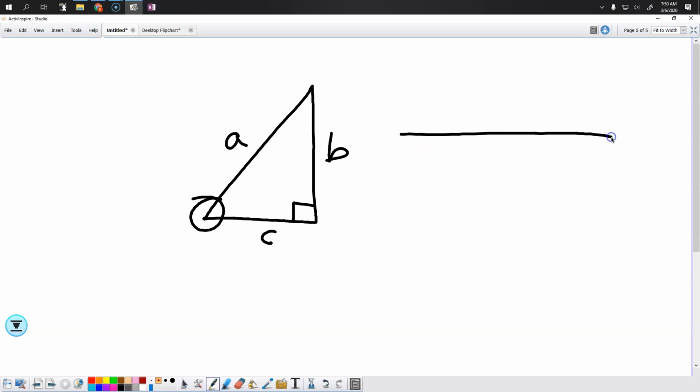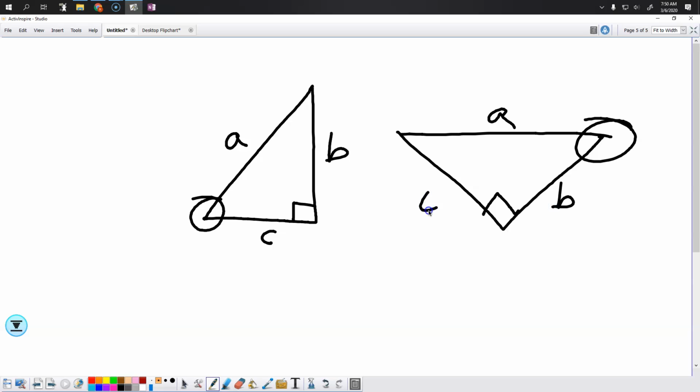Let me throw another one up here. Think about what you guys think are opposite, adjacent, hypotenuse. What do you think, Edward? Which one is the adjacent side here? B. Good. Good. Kalani, what's the opposite side here? C.